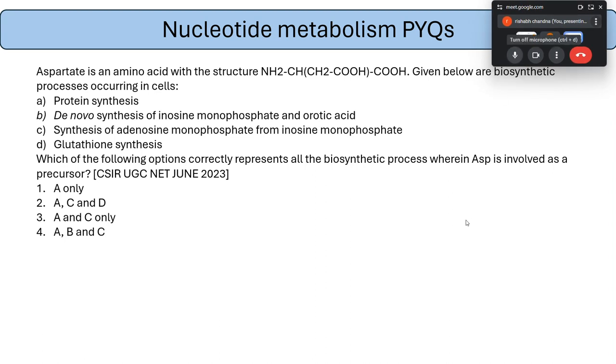Aspartate is an amino acid with the structure. This is the structure of aspartic acid, and given below are the biosynthetic processes occurring in cells. Is it involved in protein synthesis, de novo synthesis of inosine monophosphate and orotic acid, synthesis of adenosine monophosphate from inosine monophosphate, glutathione synthesis? So, which of the following options correctly represents all the biosynthetic processes wherein aspartate is involved as a precursor? So, can you think about the answer?